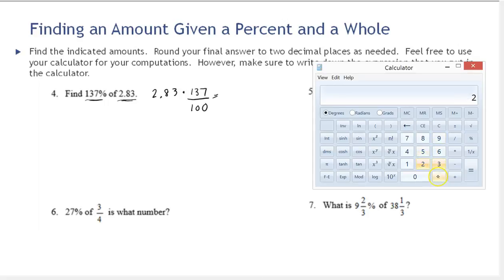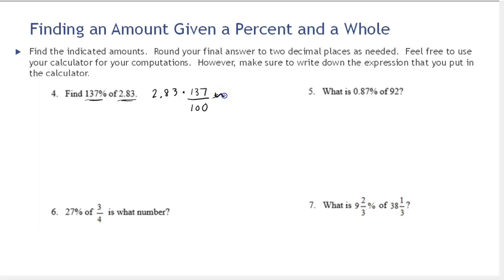So we have 2.83. I multiply by 137, and since 100 is in the denominator, I divide by 100, and I get 3.8771. To 2 decimal places, the second decimal place is 7. To the right is 7, so I'm going to round up because this is 5 or greater, so it's 3.88. So it's approximately 3.88.